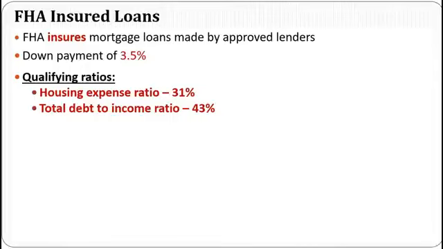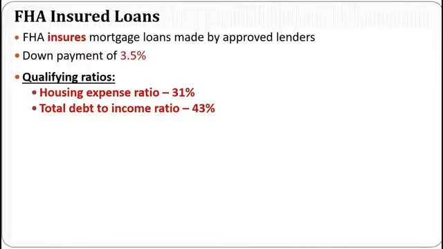FHA loans are insured. The FHA does not lend the money. They just insure a portion of the funds in case the borrower goes into default. Whenever you see the term insured, it means FHA. The down payment for an FHA loan is 3.5%.